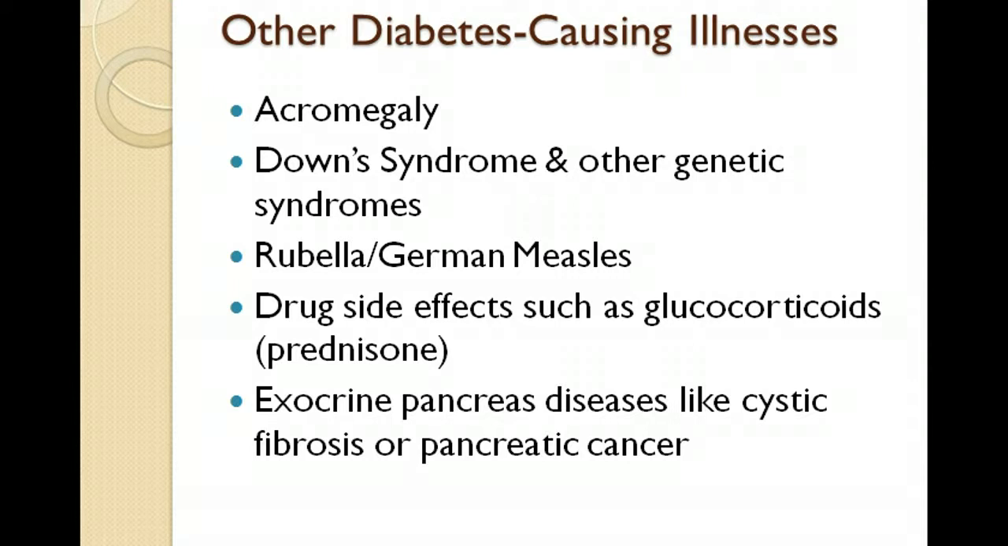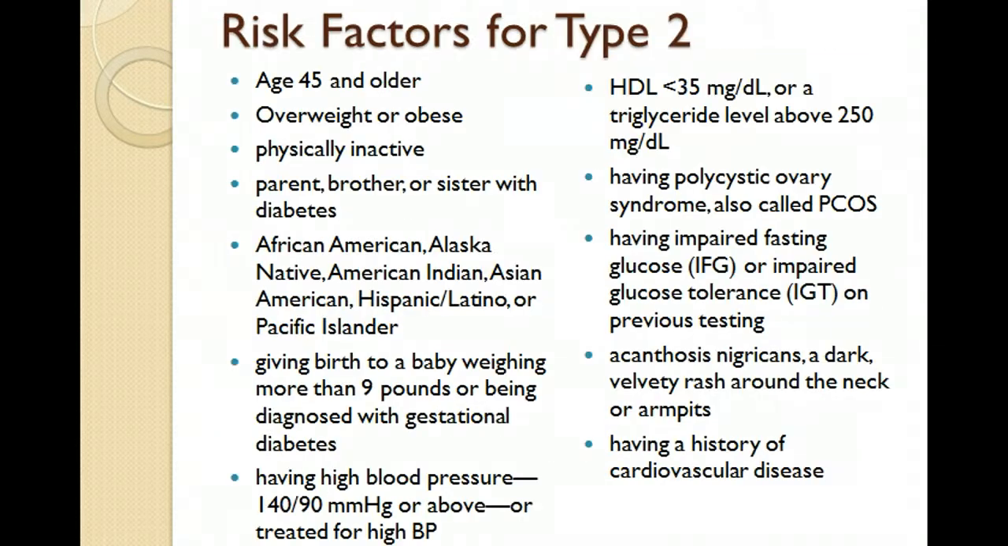If you've been exposed to rubella or German measles, and we've talked about side effects of drugs such as glucocorticoids, prednisone, that can increase someone's risk of diabetes, and other types of diseases such as diseases of the pancreas. We had covered cystic fibrosis or pancreatic cancer. So pancreatic diseases can also lead to diabetes.